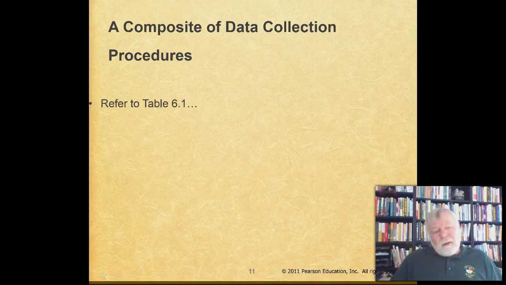Table 6.1 in your book is a very good table that demonstrates a composite of data collection procedures. It is important for you to consult that as you and your group begin to determine which type of data collection procedures best suit the research questions that you have articulated.